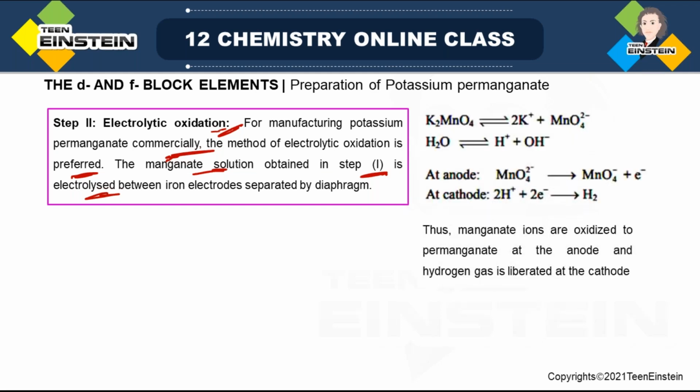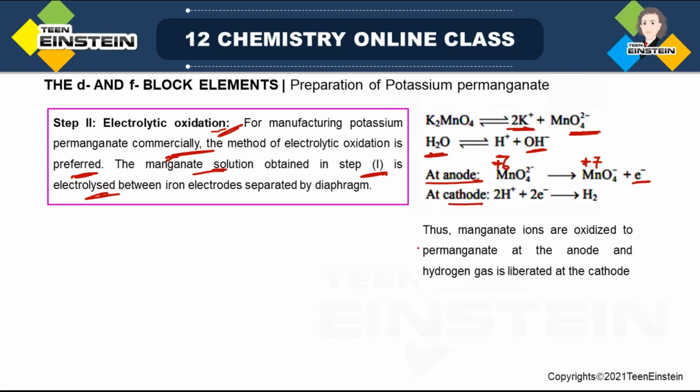So what reactions are actually happening here? K2MnO4, when it is dissociated, will give cation K+ and anion MnO4 2-. And as it is electrolysis, water is also there, and from water you will get H+ and OH-. Now we know that at anode oxidation takes place. So see, MnO4 2-, which has oxidation state +6, has lost one electron and is converted to MnO4-. This is +7.